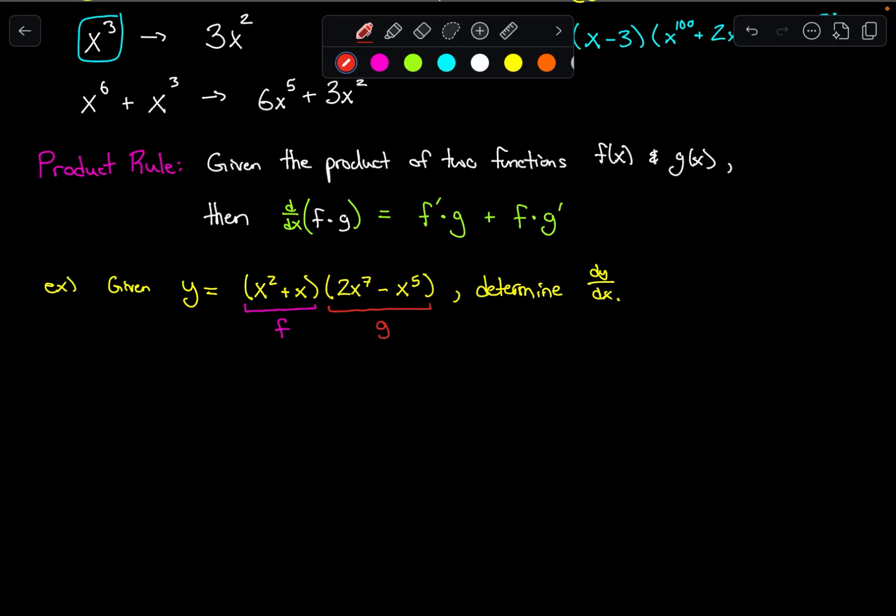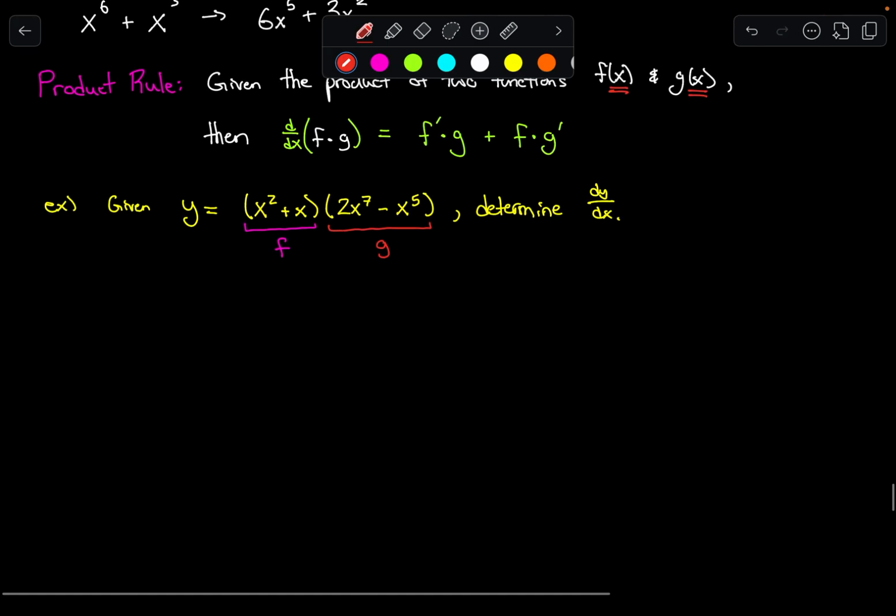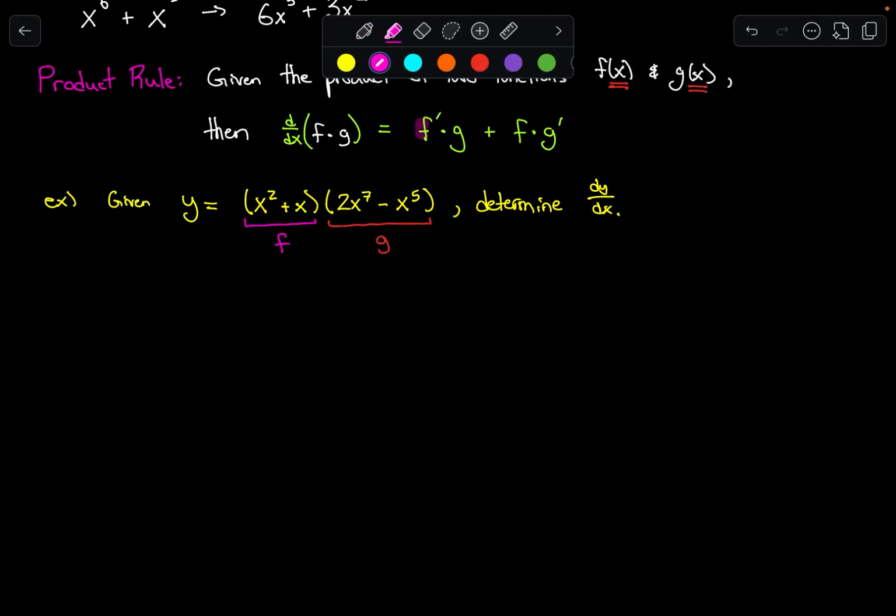I am being lazy, by the way. Technically you should write f of x and g of x, but since we're in a Calc 1 class where we really only have one input variable, and it's always going to be x, at least for right now, for our learning purposes, I'm just going to write f and g. So all we're going to do is use this cool formula that we learned, and we will be done solving this problem.